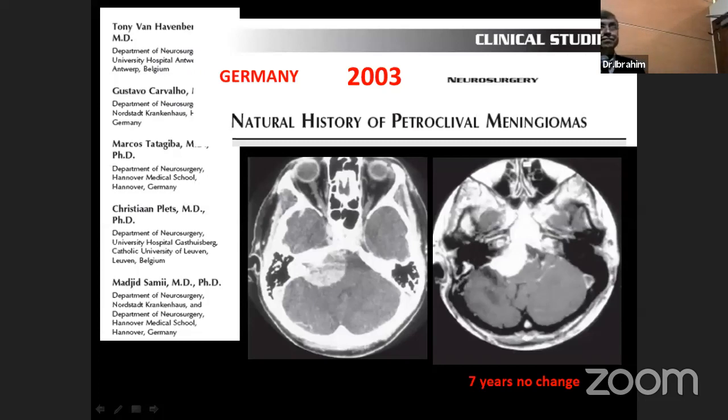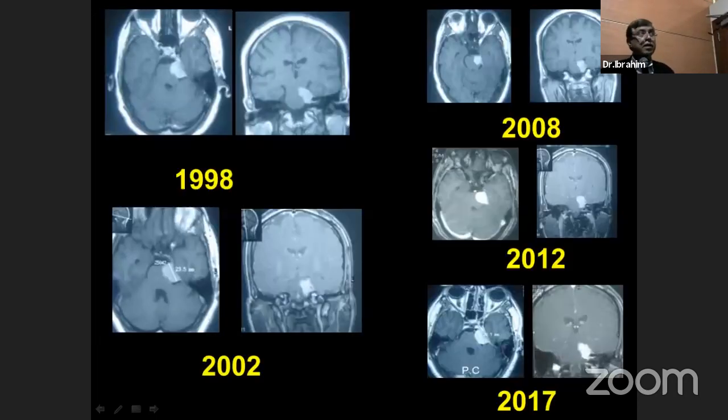Having said that, this paper from Germany, this calcified meningioma remained the same after 7 years. So there are odd cases. In my series, I discovered this petroclival meningioma, and this lady, I continued following her up and she did not change whatsoever.